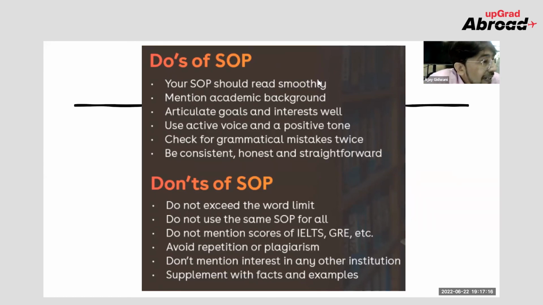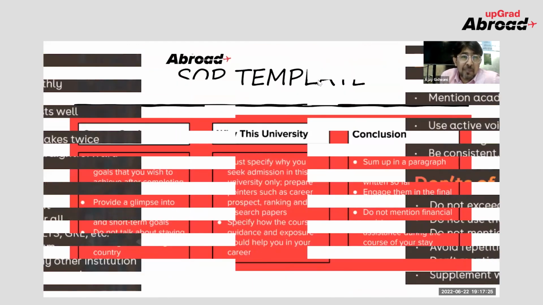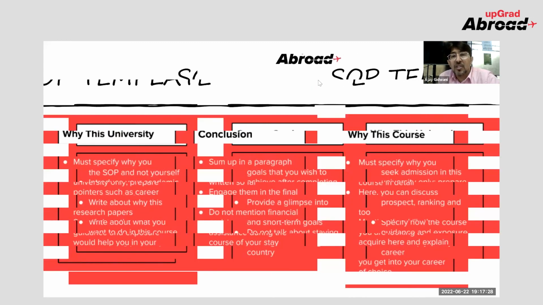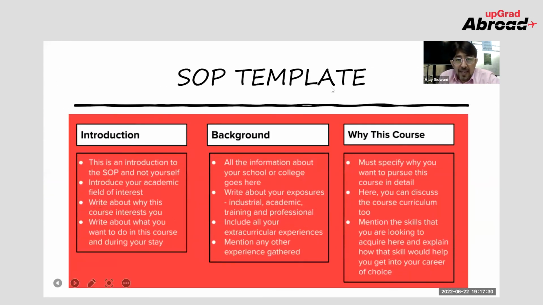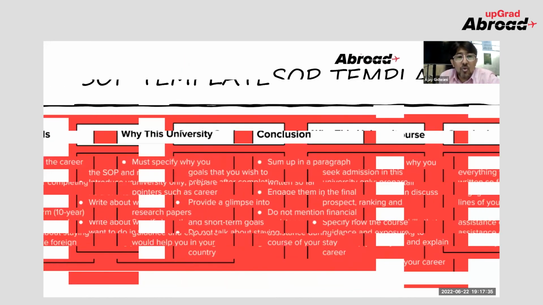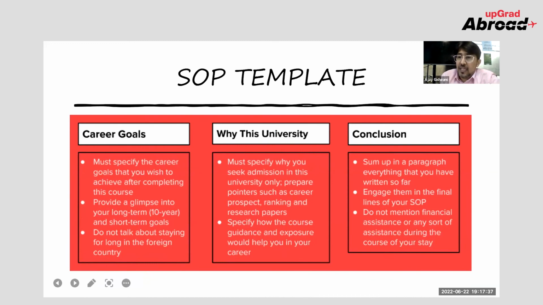Is there any template to be used for the LOR and SOP, or can we simply type on plain white paper? See, in my presentation I told you what the template is. It starts with your introduction, then the background, then why this course, then career goals, why this university, and the conclusion. It's not a rigid template, but you need to maintain decorum, introduce yourself, and write accordingly.